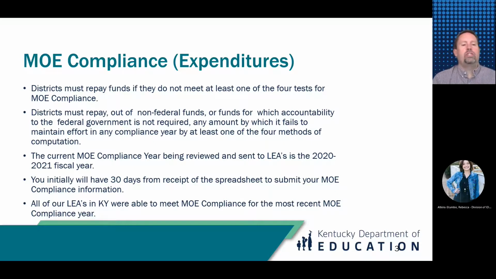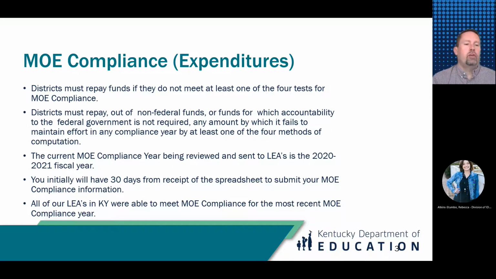When that spreadsheet is sent, you initially would have 30 days from receipt to submit your MOE, and that's just the initial due date. So I'll always give you initially, say, please respond within 30 days. Many districts will have met the majority of what happens, and I'll give you each scenario as far as districts throughout Kentucky, and we have 171 districts that are subject to MOE compliance.